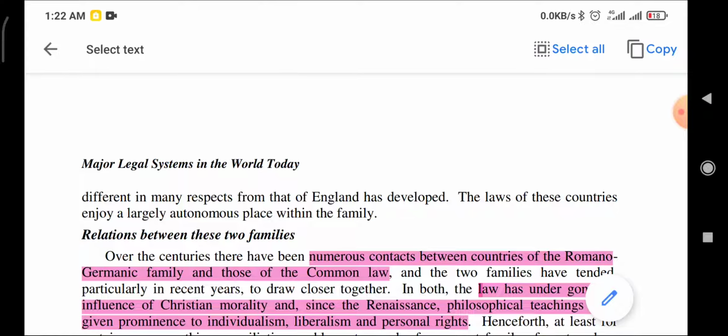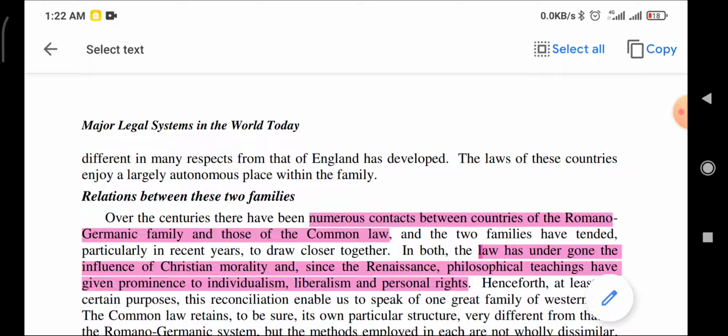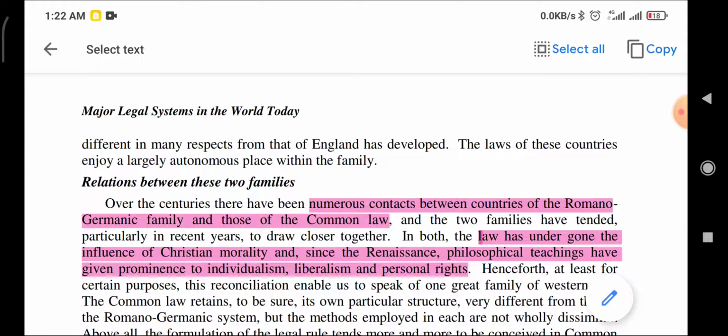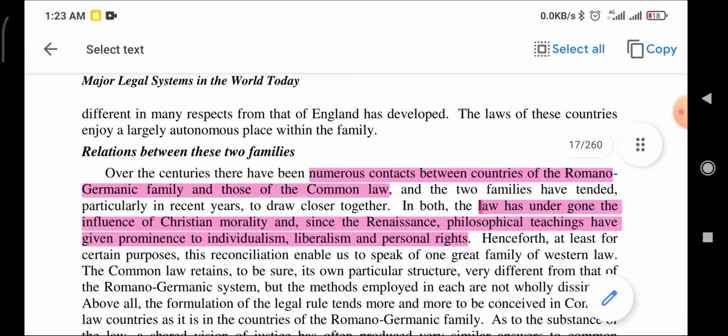Relationship between these two families. Over the years, there have been numerous contacts between countries of the Romano-Germanic family and those of the common law. And these two families have tended, particularly in recent years, to draw closer together. In both, the law has undergone the influence of Christian morality, and since the Renaissance, philosophical teachings have given prominence to individualism, liberalism, and personal rights.